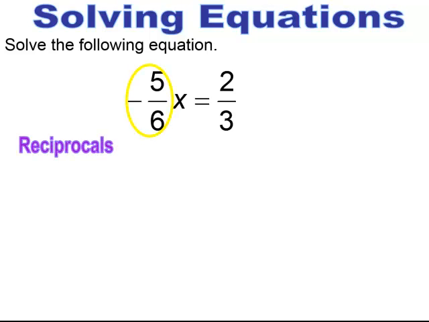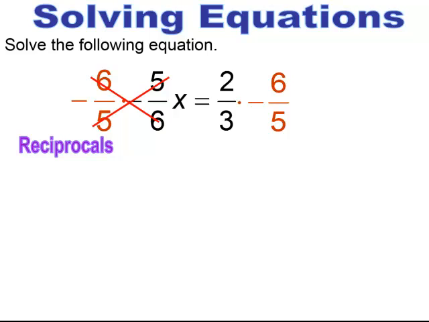To solve for x, I need to multiply by the reciprocal to get the coefficient of 1. And it has a negative, so I'm multiplying both sides by a negative 6 over 5. That's going to cancel out, give me that coefficient of 1. And then I need to multiply fractions by simplifying first and then multiplying across. So the solution here, x will equal a negative 4 over 5.